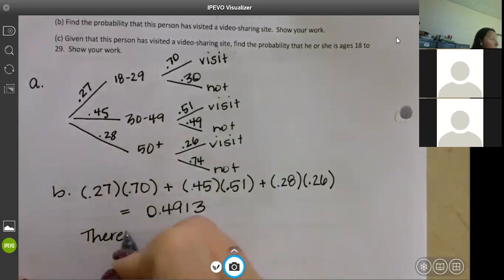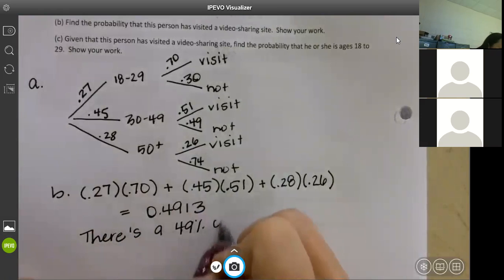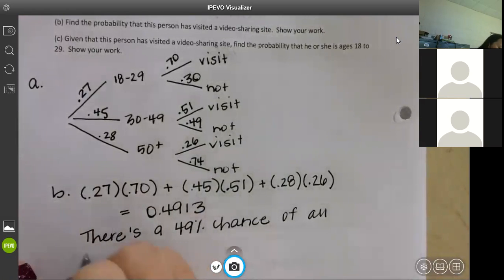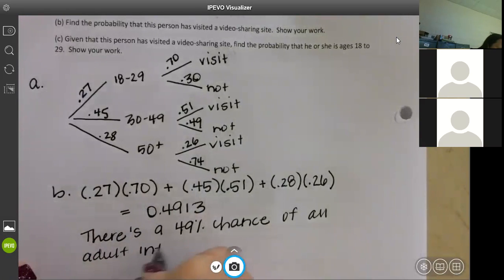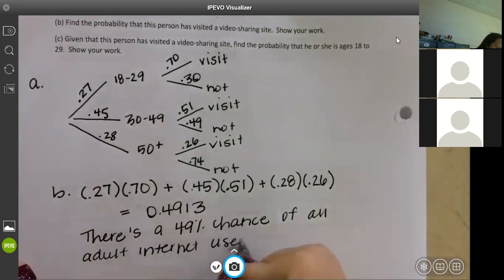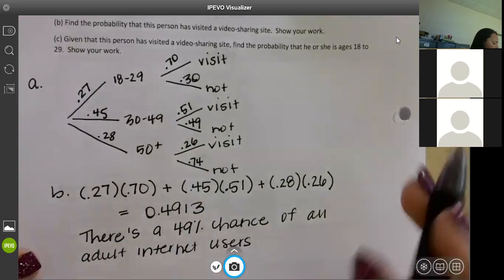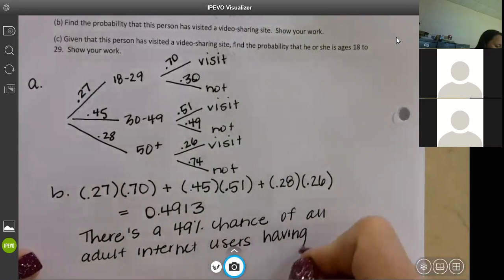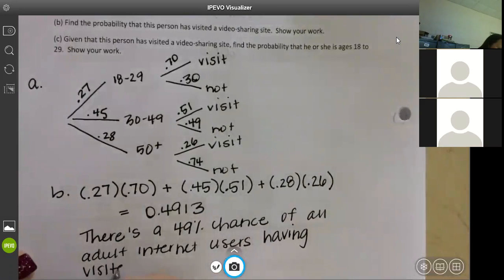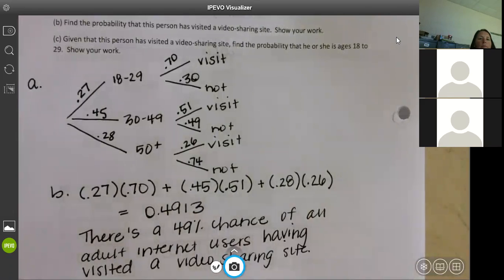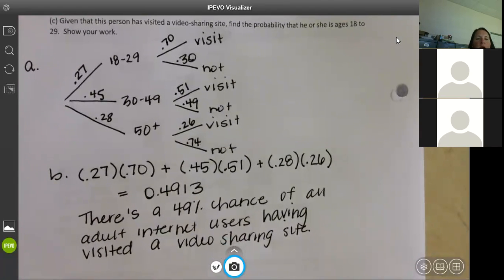Just to keep it consistent with everything we did yesterday, your answer is correct. There's a 49% chance of all adult internet users having visited a video sharing site.